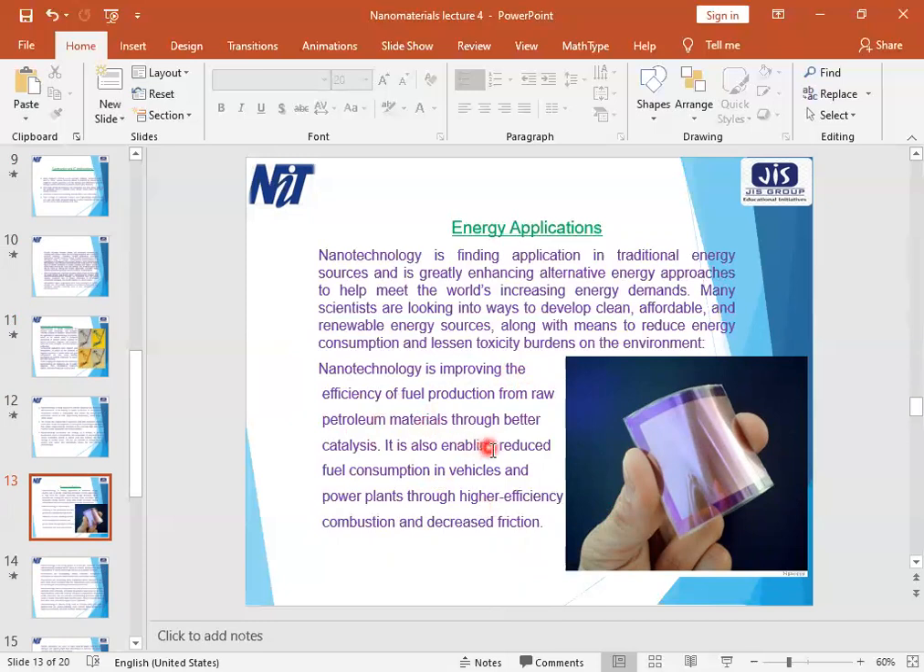It is also enabling reduced fuel consumption in vehicles. How? Because if nanomaterials can be used, then vehicles will be lighter and they will consume less fuel. So it will require less energy. So higher efficiency combustion and decreased friction engines will be produced.